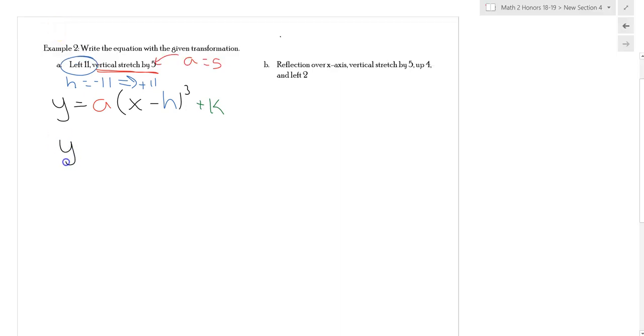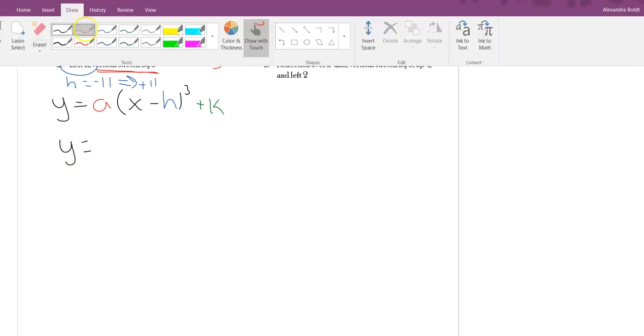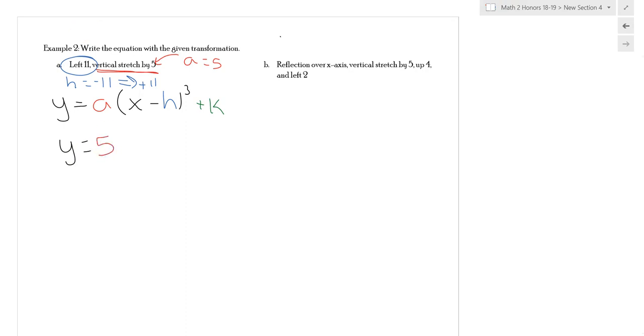So then when I write this, y equals, well, I know my a is 5. My h, I'm going to add 11. And I don't have to do anything with k, so I just don't even write it. It's really plus 0, but we don't have to worry about that. So y equals 5 times x plus 11, cubed.